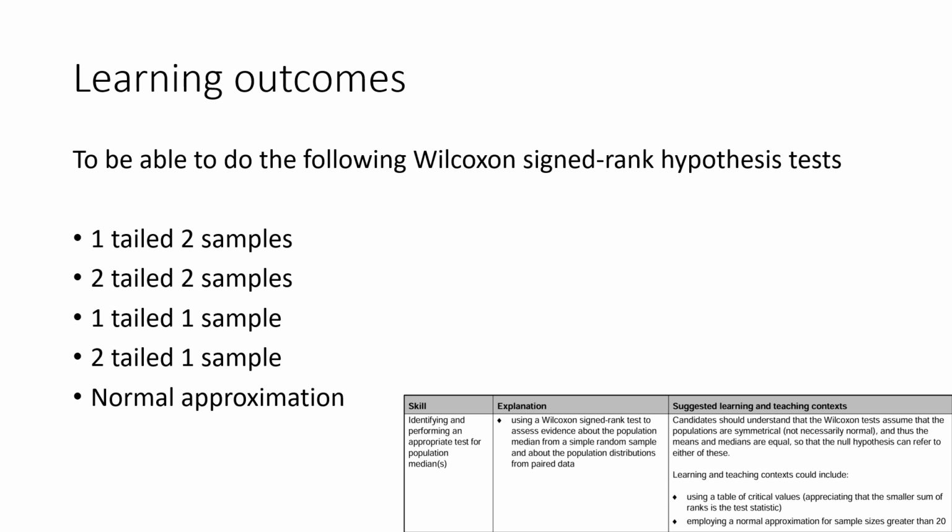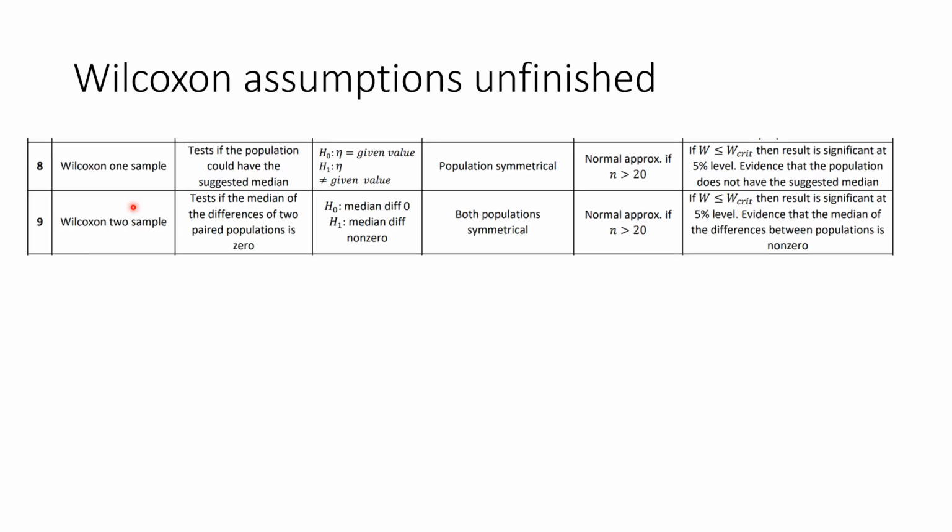By the end of this lesson, you should be able to do a one-tailed and two-tailed test for two samples and one sample, and you should be able to normally approximate. The types of tests you can have are a one-sample test and a two-sample test. In this Wilcoxon test, you are working with the median, which is this letter here. It's called eta, the true median.